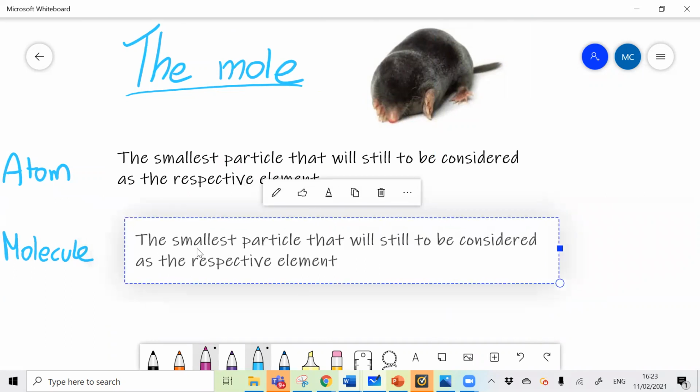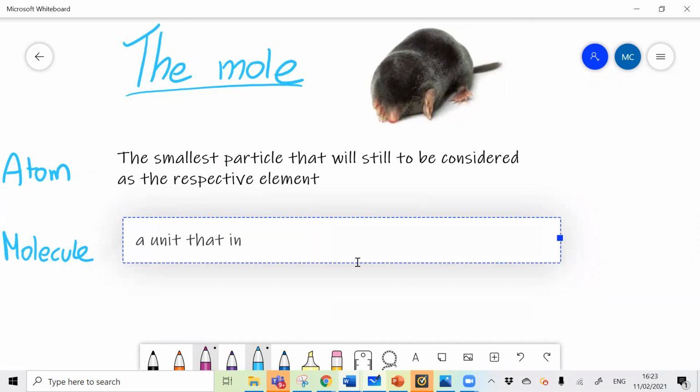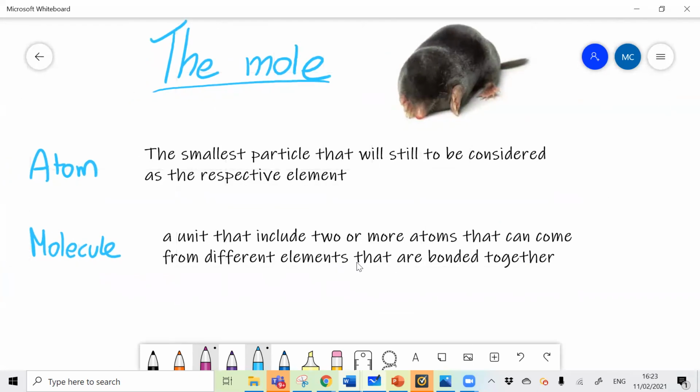Whereas a molecule can be defined as a unit that includes two or more atoms that can come from different elements that are bonded together. Okay, so a molecule must include two or more atoms. They can come from either the same element or from different elements, but the important thing is that they are bonded together.